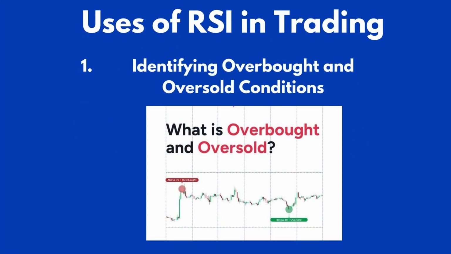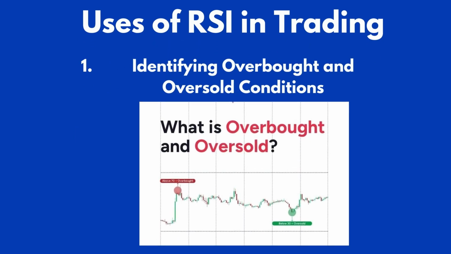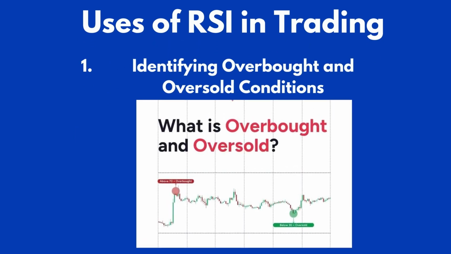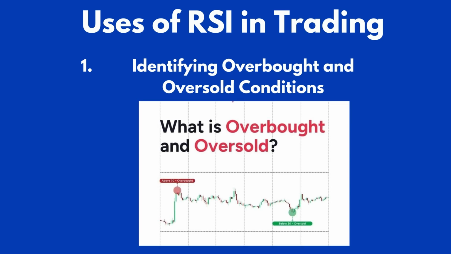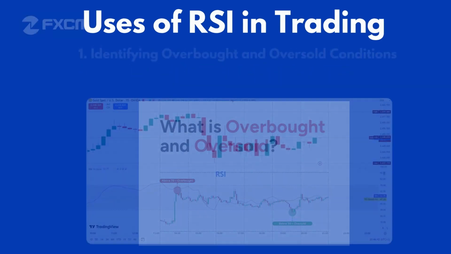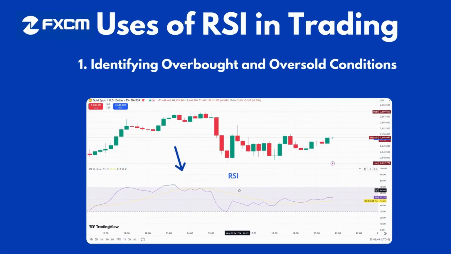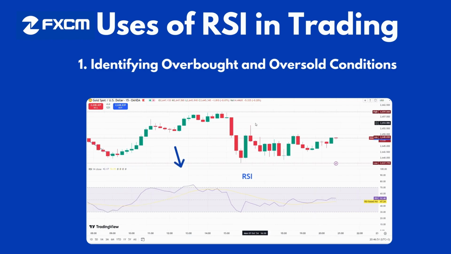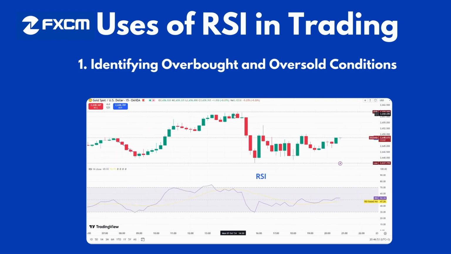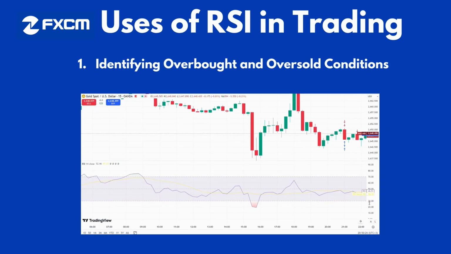Identifying overbought and oversold conditions. One of the primary uses of the RSI is to identify overbought and oversold conditions in the market. As shown in the chart, the RSI scale ranges from 0 to 100. A reading above 70, as highlighted in the graph, typically indicates that an asset is overbought and may be due for a correction or pullback. Conversely, when the RSI drops below 30, it suggests that the asset is oversold, potentially signaling a bounce.